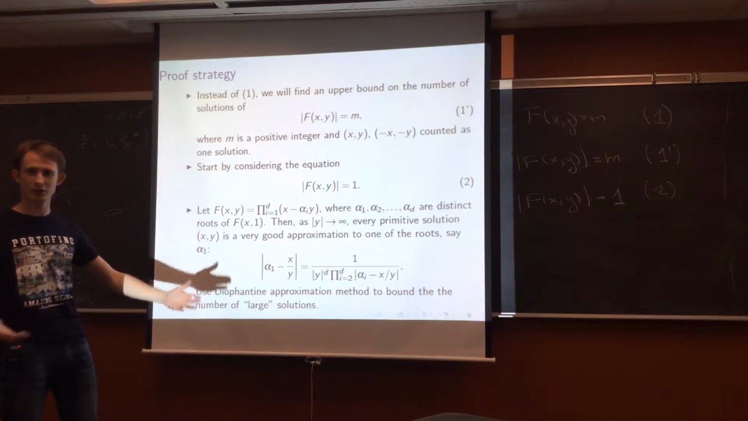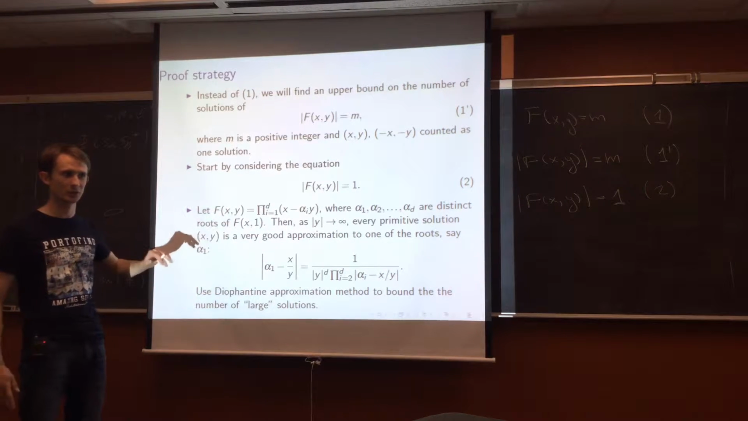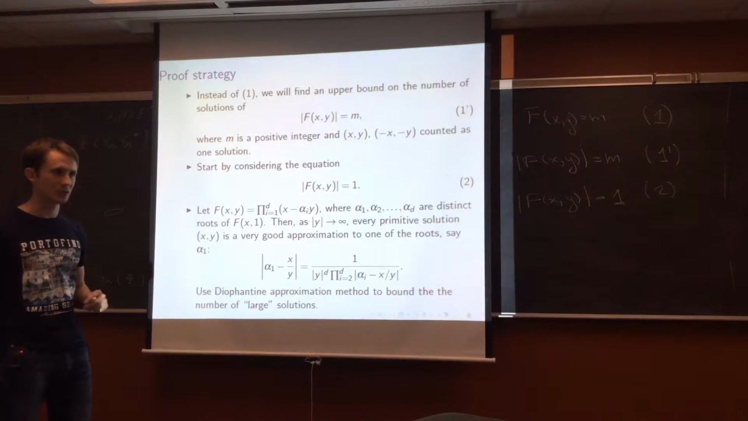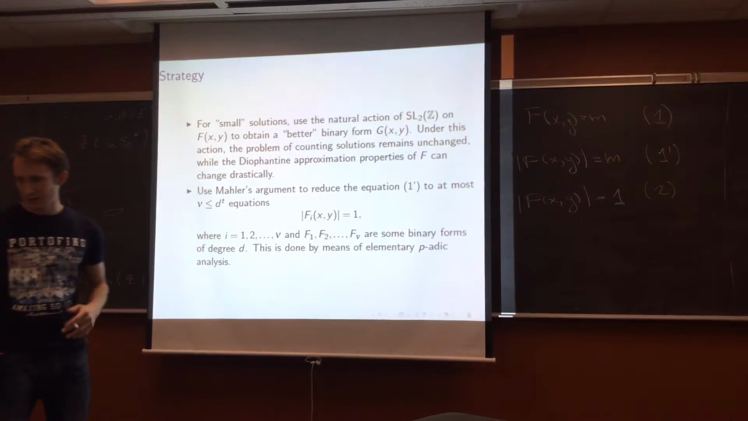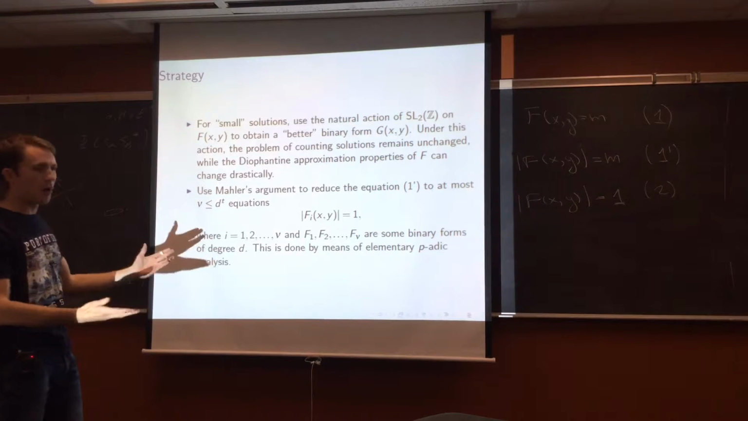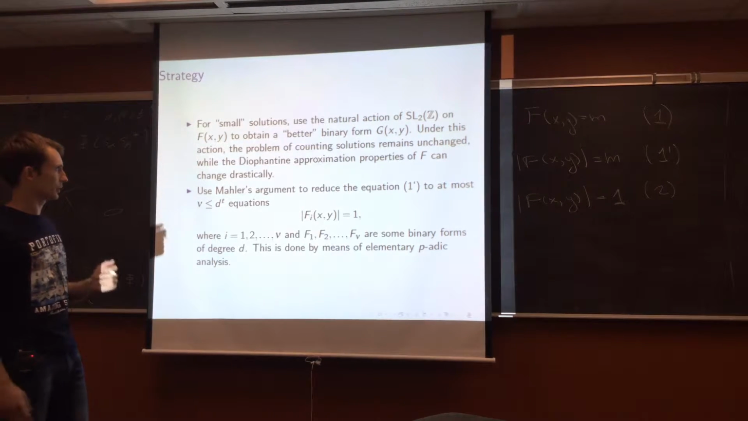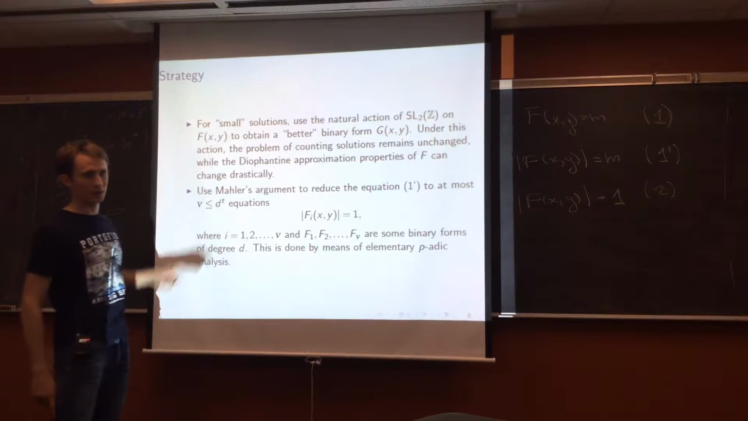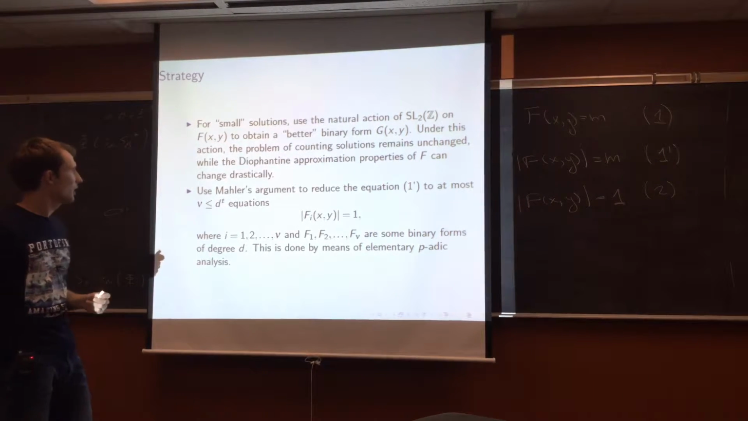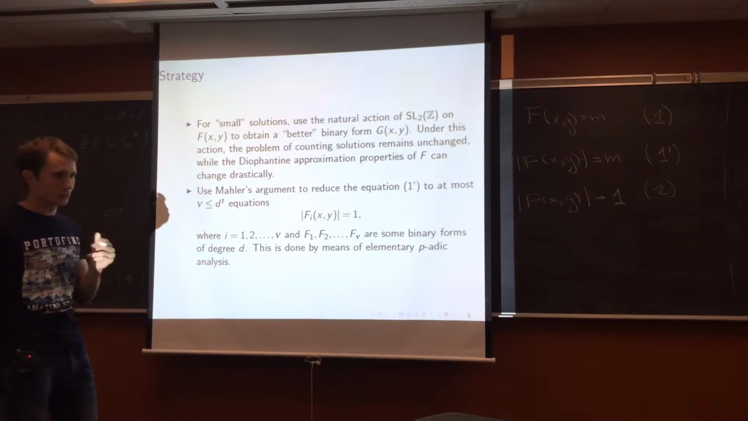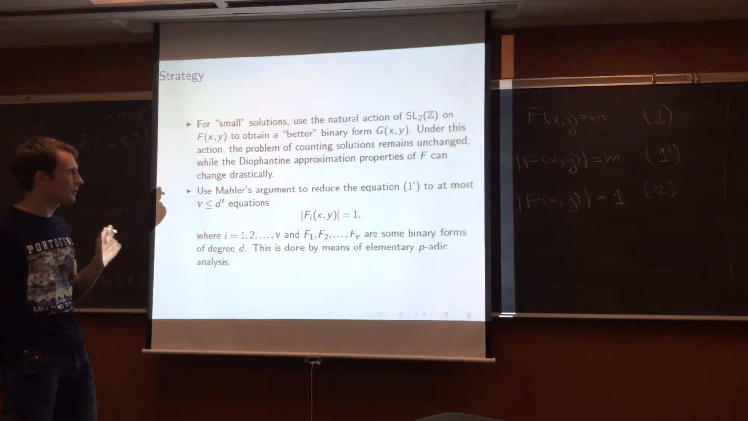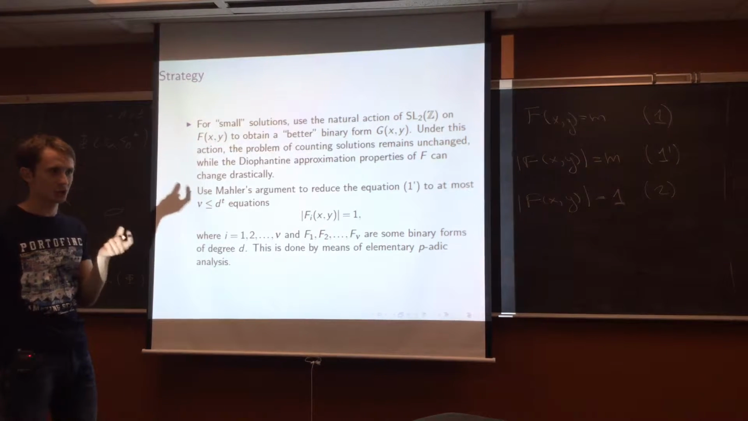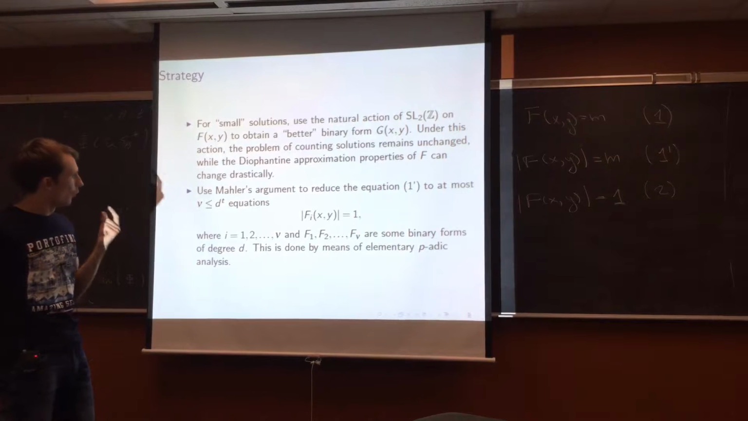There are quantitative versions of Roth's theorem, and this is exactly what we're going to apply to estimate the number of large solutions. So we use Diophantine approximation techniques here. Now, there's still a problem to deal with the small solutions, and this is how we're going to approach it. There is a natural action of SL2(Z) on the collection of binary forms, and in order to estimate the number of solutions, we're going to find a better binary form for each solution. What does it mean?